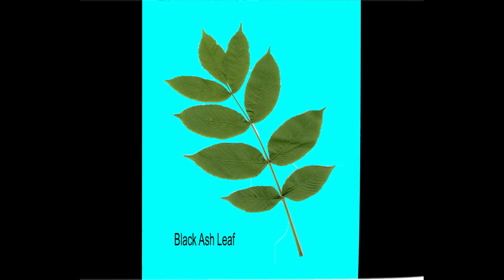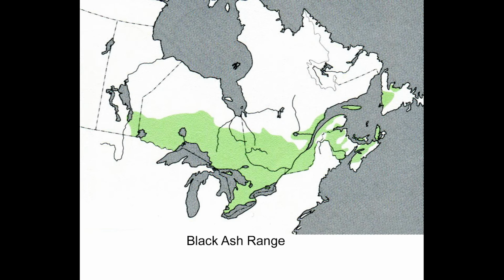The black ash has narrower leaves than the white ash and has 9 leaflets instead of the 7 of the white ash. It is found in a larger area than the white ash, but usually does not grow in pure stands of black ash like the white ash does. It is found throughout most of Ontario, Quebec, Maritimes, and even into Newfoundland and Manitoba.